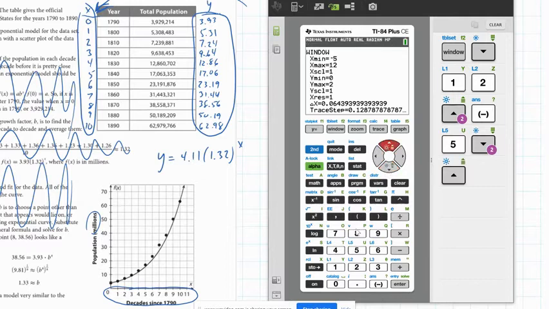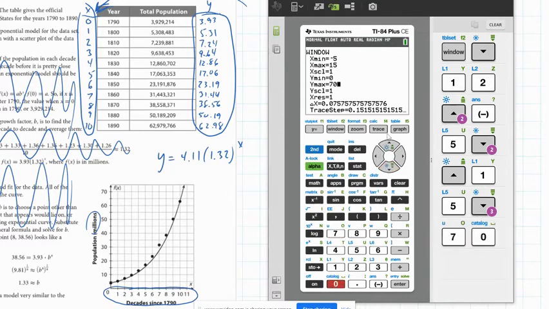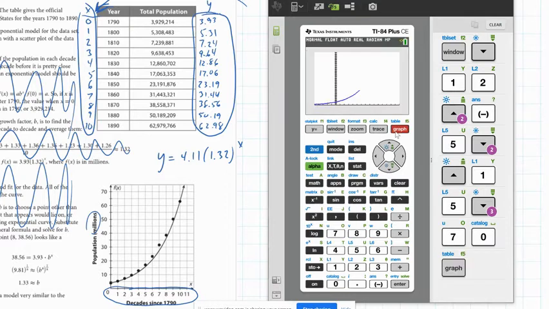That'll give us a good view. And then the y values, looking at our table, go from 3.93 up to 62.98. So I'm going to go from 0 to 70 for y. And then we press graph, that graphs the curve.